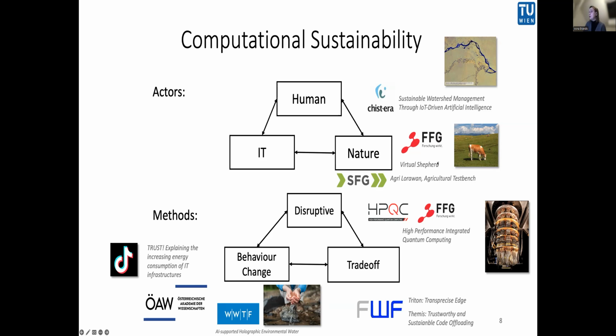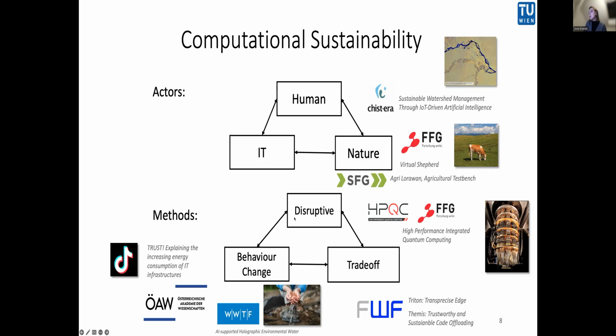We develop virtual shepherds for the Austrian farmers and facilitate automation or digitalization of the farmers and the environment that they have, so they don't have to be in person, for example, at pastures, but they can visualize using IT tools what is going on.